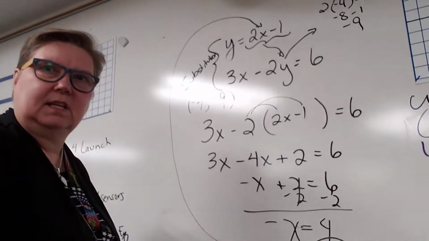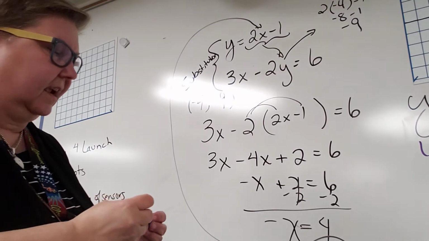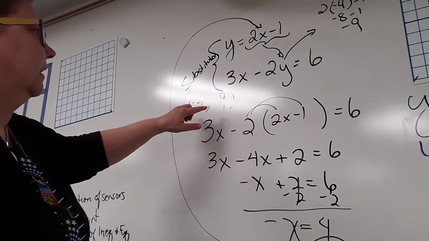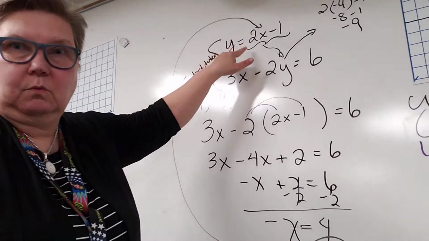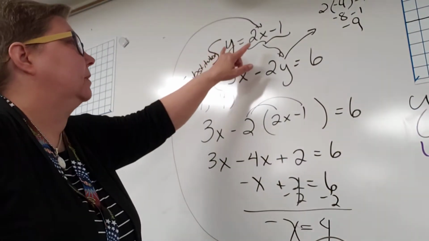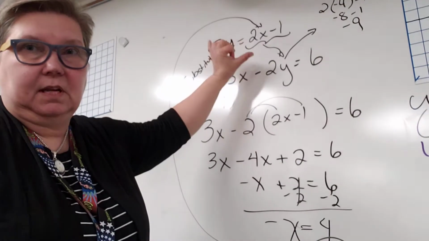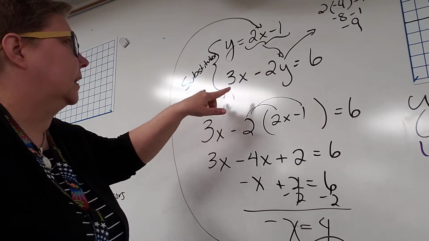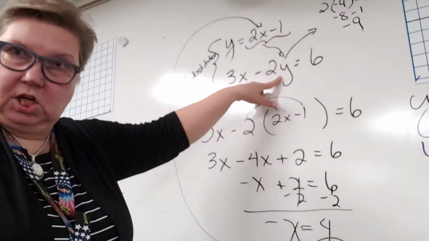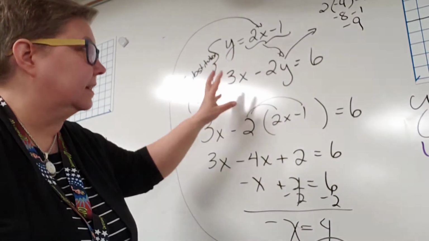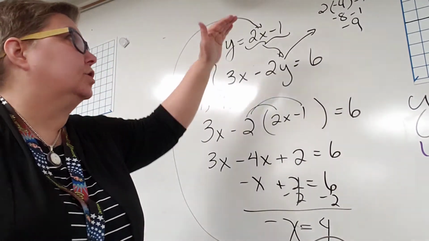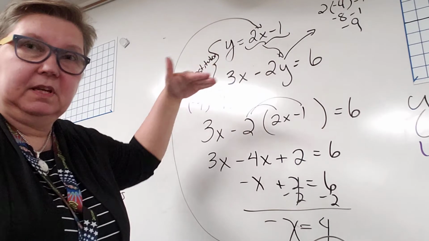Now what does that mean to have that answer? That answer means that when I plug in these numbers for x and y, I'm going to get a true statement. In other words, they're going to be equal. If I take negative 4 and negative 9 and plug them in here and compute what it is on the left-hand side, I should end up with 6. So you should end up with two true statements.